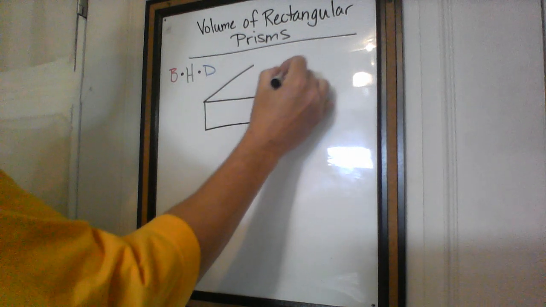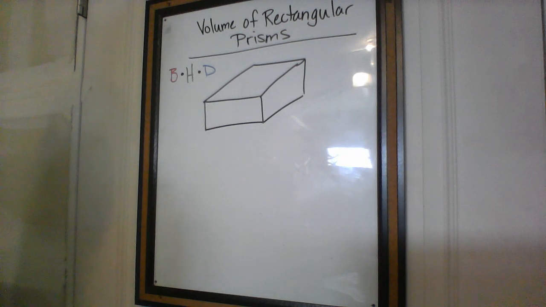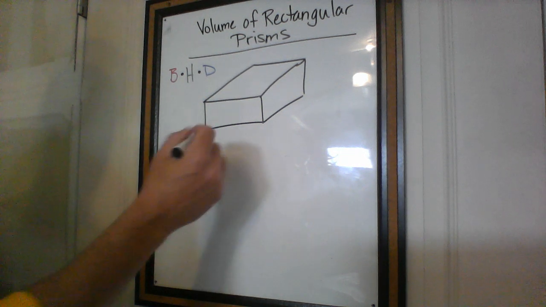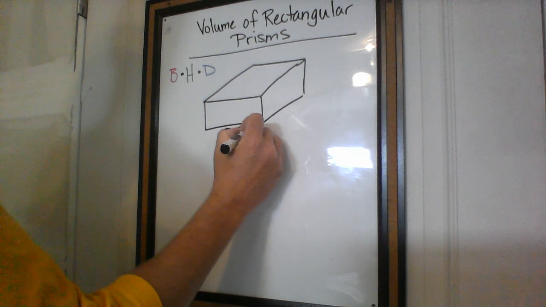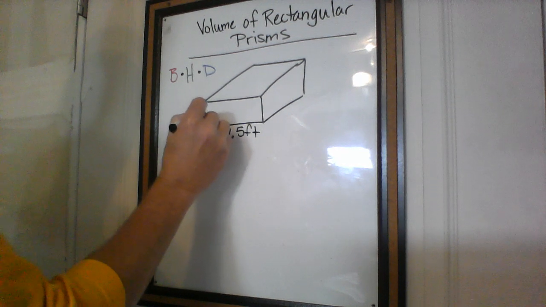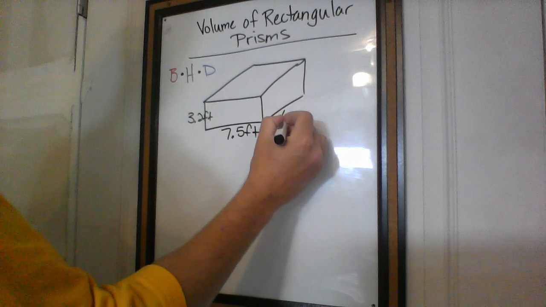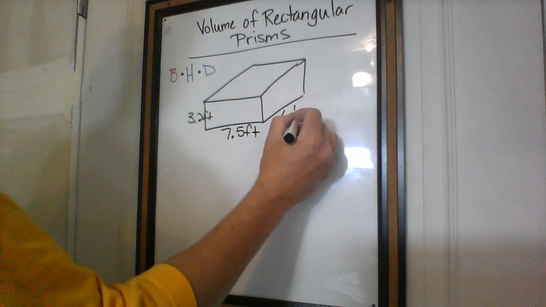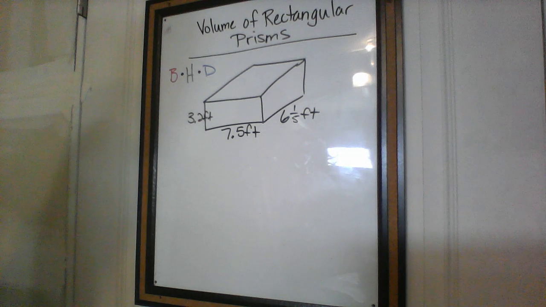I'm gonna make this one go way back. Boom! Look at that. Okay, it's like a big old thing of butter or something. For here, let's get our measurements on there. We'll keep it simple. 7.5 feet, 3.2 feet, and then this one looks like 6 1/5 feet. Okay. Again, we're tying in lots of things that we know right here.